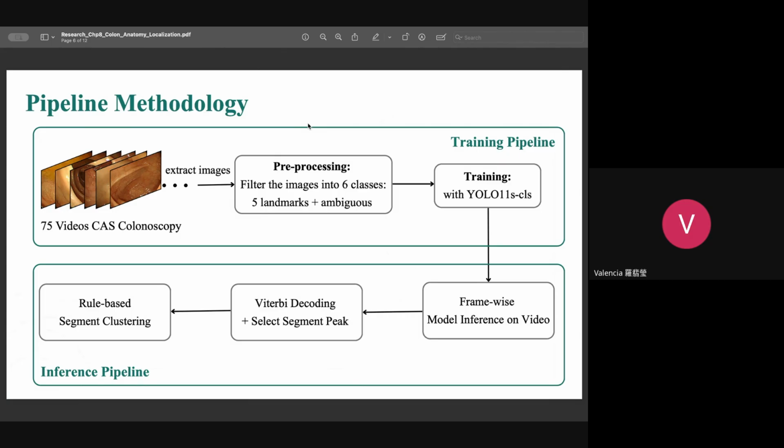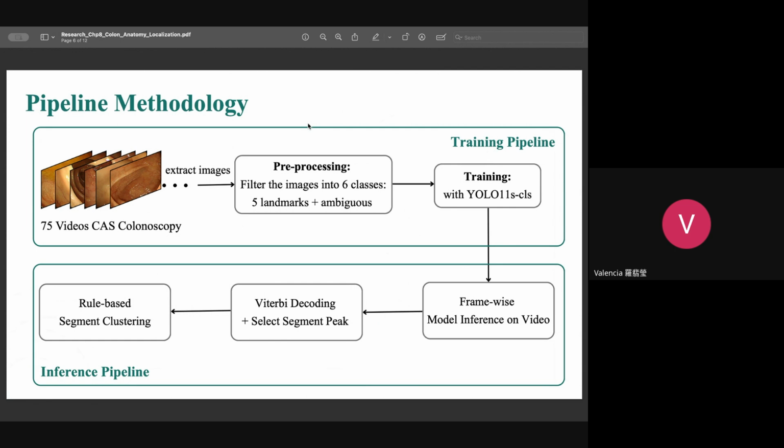Ambiguous means uninformative frames, which are frames we want to avoid, because we don't want to predict on that kind of frame. Ambiguous is something like blurry, bubble, basically featureless. So we cannot use it for prediction. For that, there is this class called ambiguous.